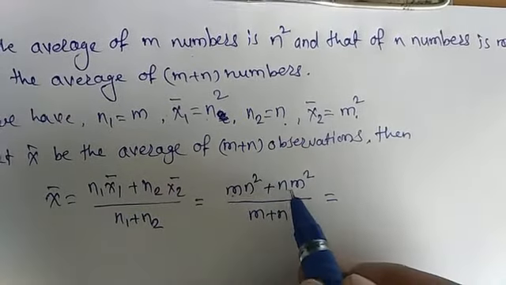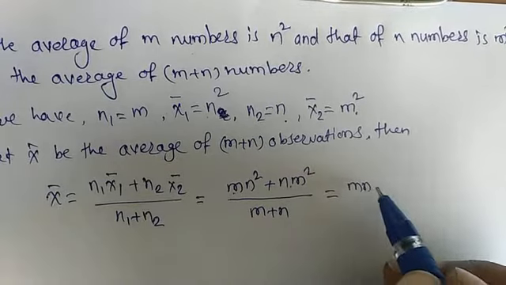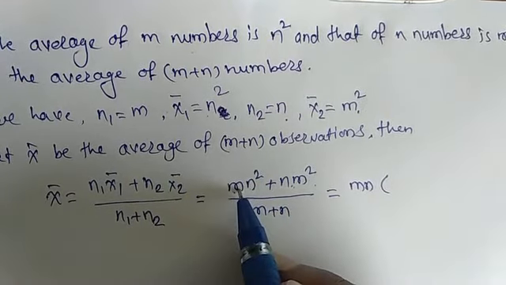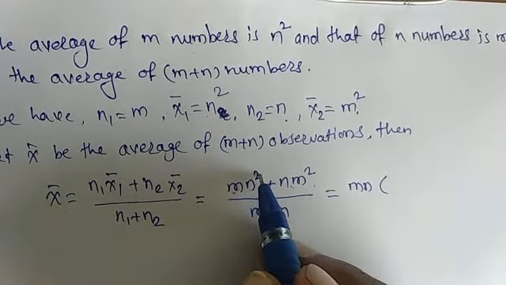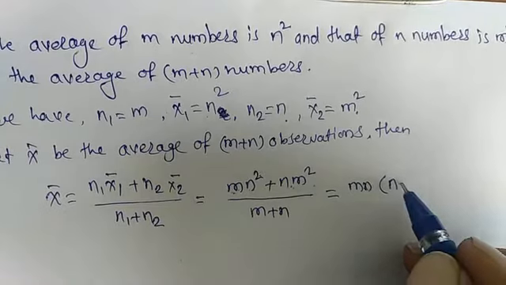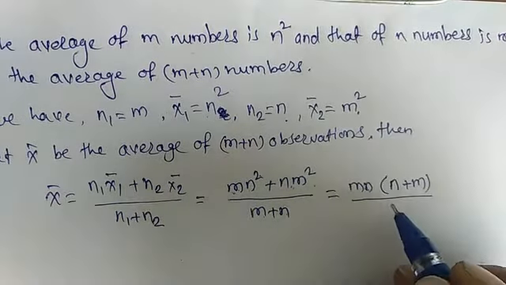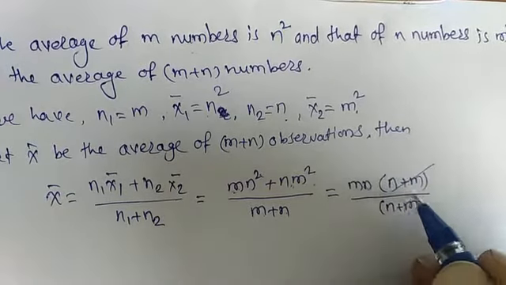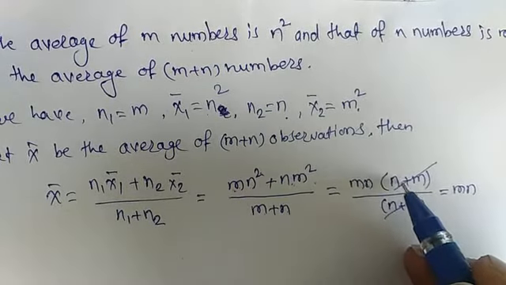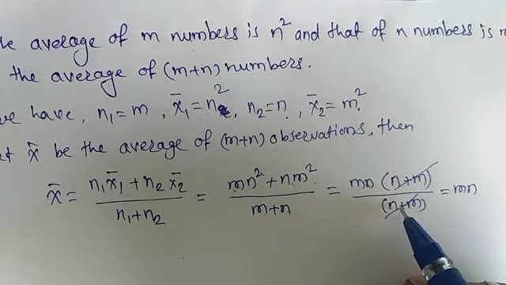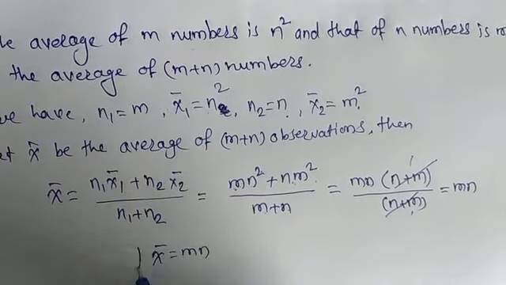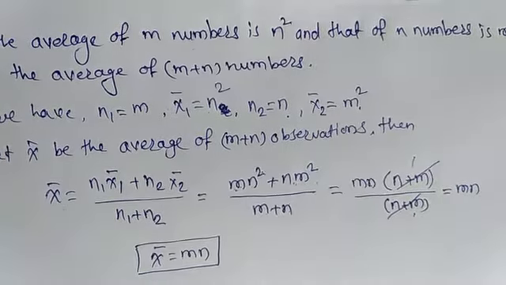which is equal to, here from both terms mn can be taken as a common term, since m and n are present in both terms, so mn is taken common. So here m is taken common, so here only n square remains, and from the second, n is taken common, so from the first n will remain and from the second m will remain. And m plus n can be written as n plus m, so from numerator and denominator it gets cancelled and only mn remains, okay. Cancel means it is 1, okay, so x bar is equal to m into n, which is the average of m plus n numbers, okay.